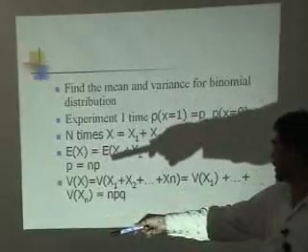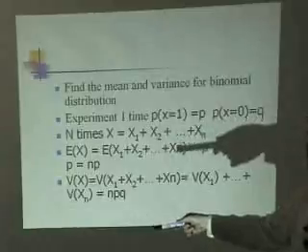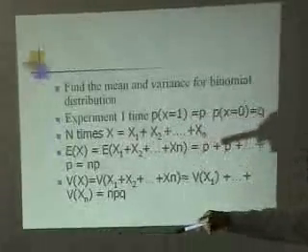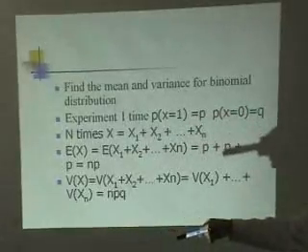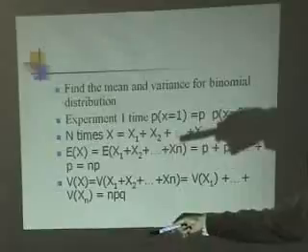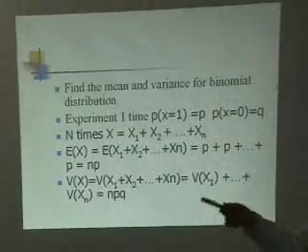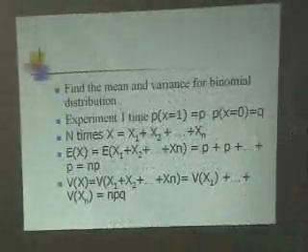It should be the expectation of x1, x2, etc. plus xn, right? So what is the expectation of this? It is equal to p. The expectation of this is also equal to p. And then what about this one? Also equal to p. How many p do we have? We have np, right? We have np here, okay?